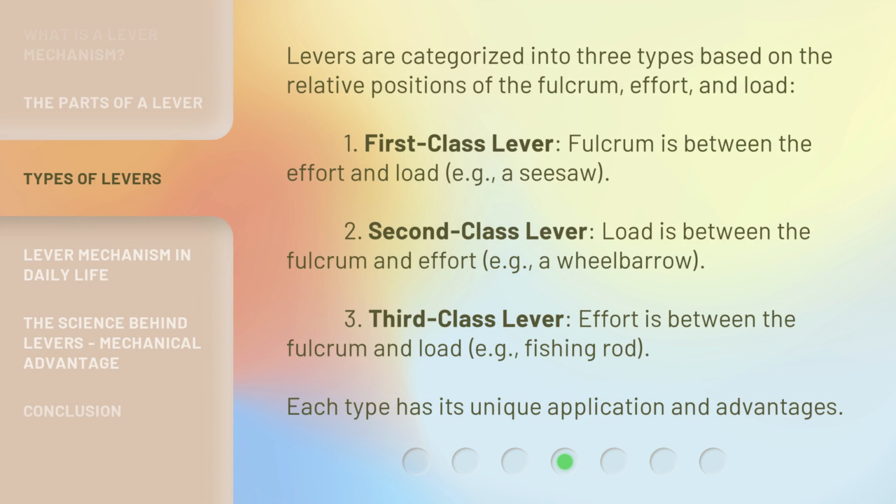Levers are categorized into three types based on the relative positions of the fulcrum, effort, and load. 1. First class lever. Fulcrum is between the effort and load, e.g., a seesaw. 2. Second class lever. Load is between the fulcrum and effort, e.g., a wheelbarrow. 3. Third class lever. Effort is between the fulcrum and load, e.g., fishing rod. Each type has its unique application and advantages.